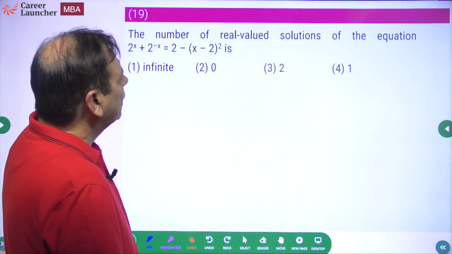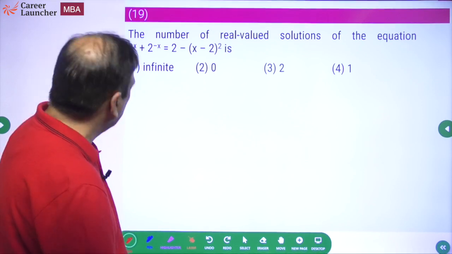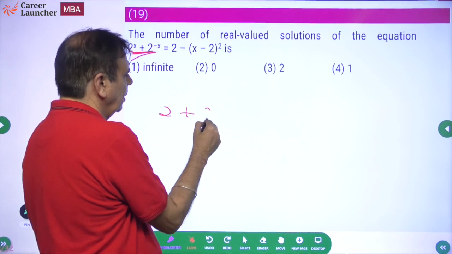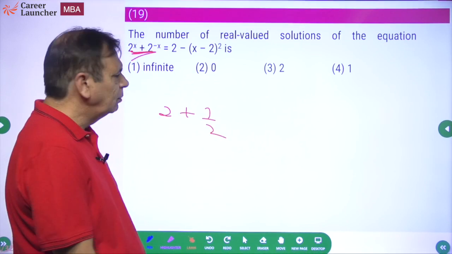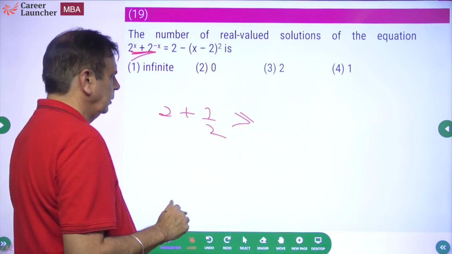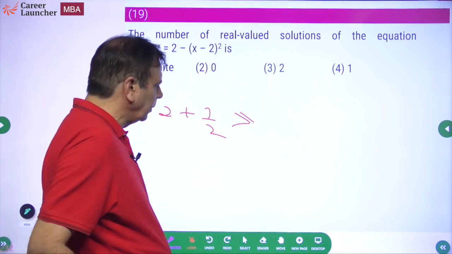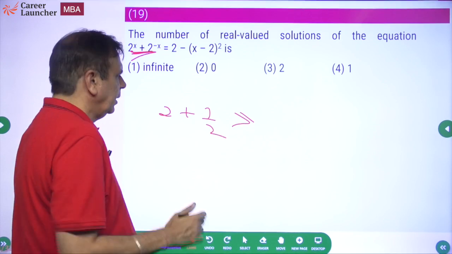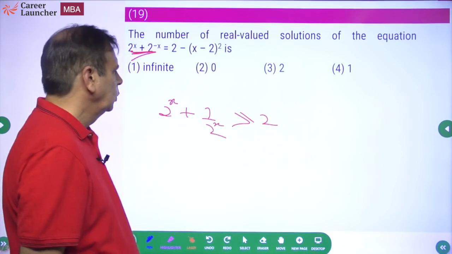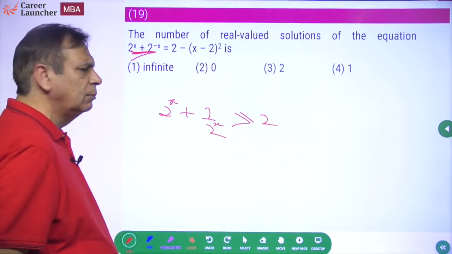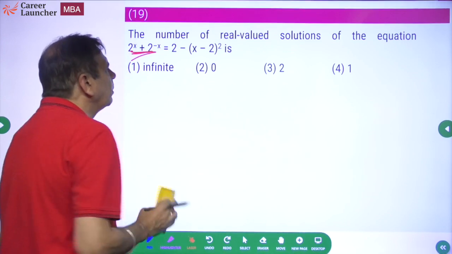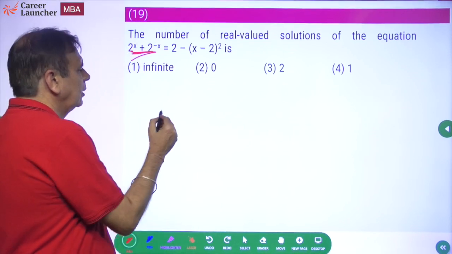The number of real valued solutions for the equation this. Okay. The moment you look at this, you should remember: 2 to power x plus 1 upon 2 to power x. Any number plus its reciprocal will always be greater than or equal to 2. So what you need to remember out here is that the left hand side is greater than or equal to 2.